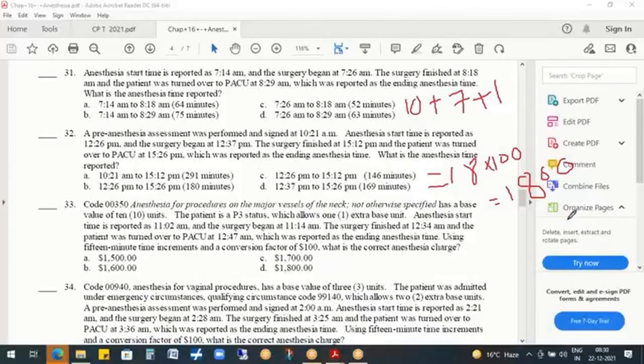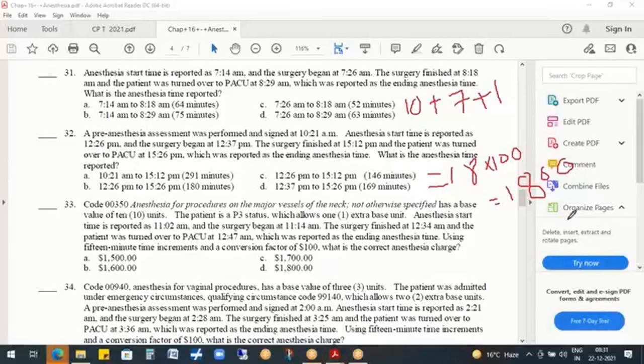Explaining the same for Delhi. You can see how much payment an anesthetist will receive for the procedure performed, 00350. First, it is based on a formula: base plus time plus modifying factor equals total units into conversion factor. Base they will provide in the question. What is the base value given? 10. Time we need to calculate.